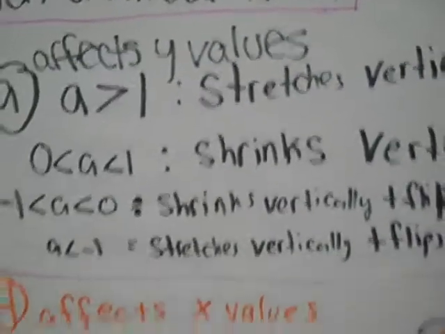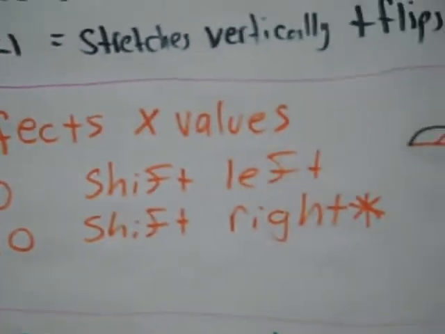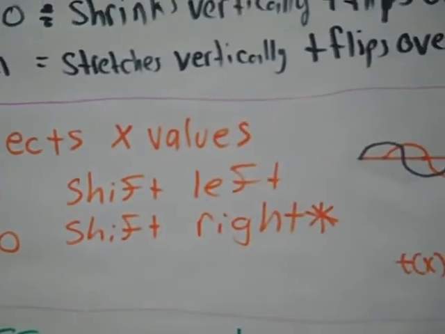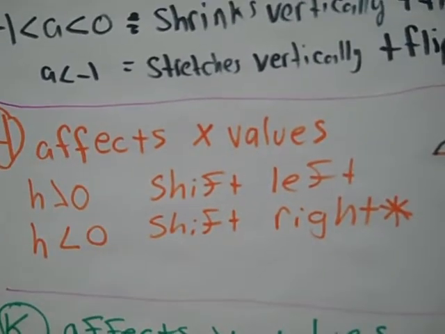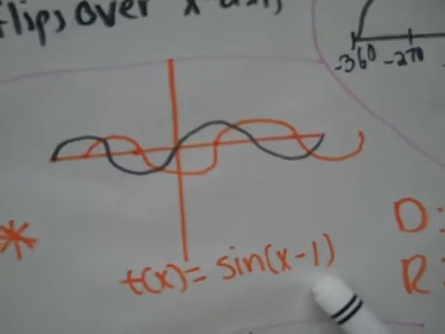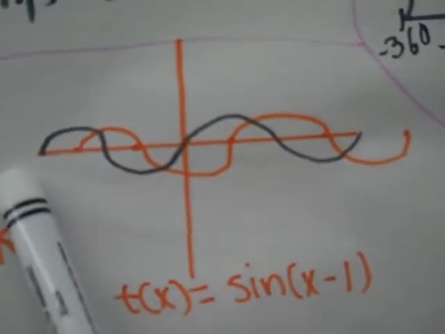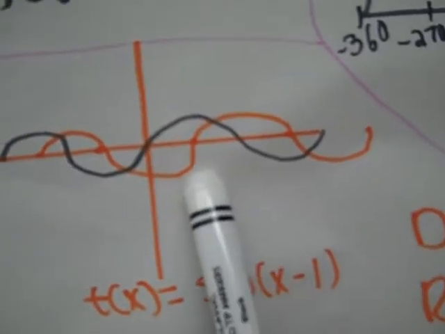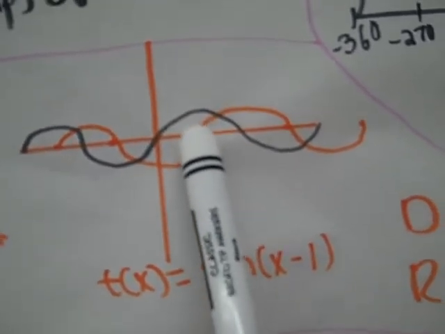And then when h is changed, it will affect the x values. When h is greater than 0, the x values will shift to the left, and when h is less than 0, the x values will shift to the right. In this example, h is less than 0, it's negative 1, so our locator point here at 0, 0 will shift 1 point to the right.